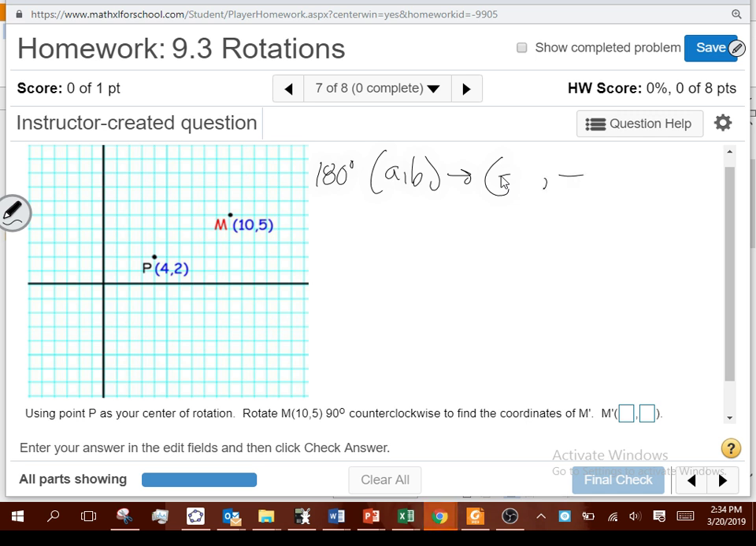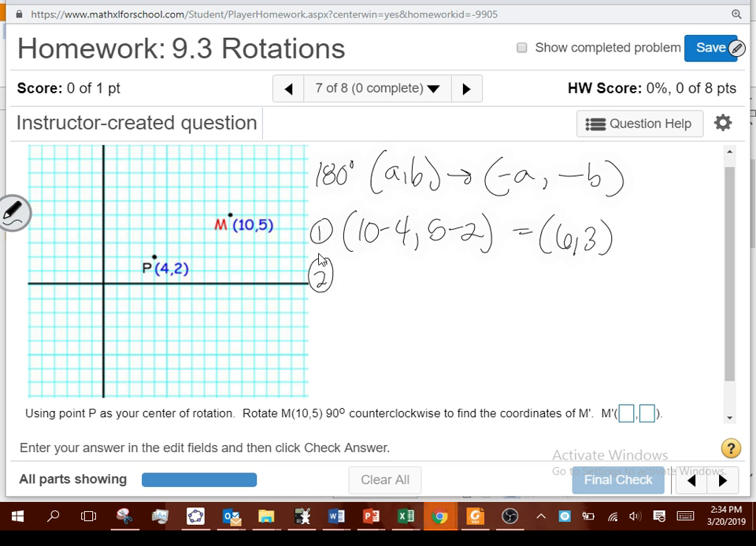I agree with the negative parts. Negative A, negative B. Okay. Now, first thing, adjust everything so this point is lifted off the origin. So we're going to take our 10, subtract out our center of rotation. Take your 5, subtract out your center of rotation. That's going to give you 6, 3 again, obviously, right?